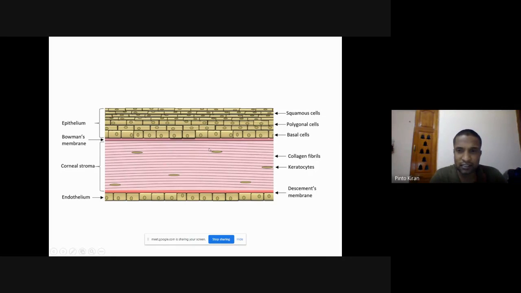This is the stroma, which is almost 90% of the corneal thickness, which has keratocytes and collagen. Stroma is nothing but collagen. The collagens are arranged in a regular pattern, and because of this homogeneity, the light doesn't get scattered as it passes through the cornea.